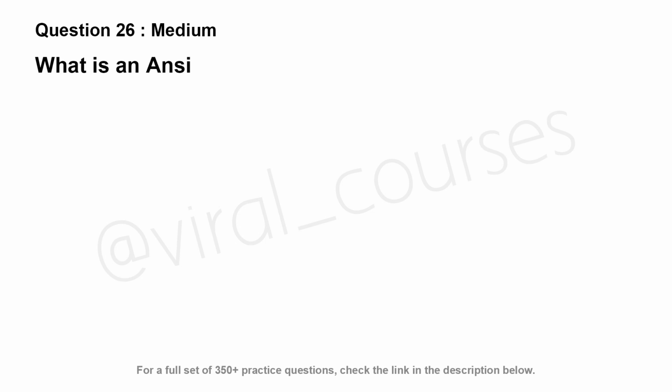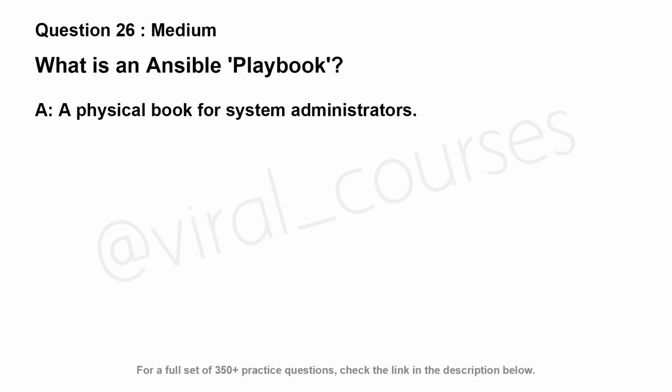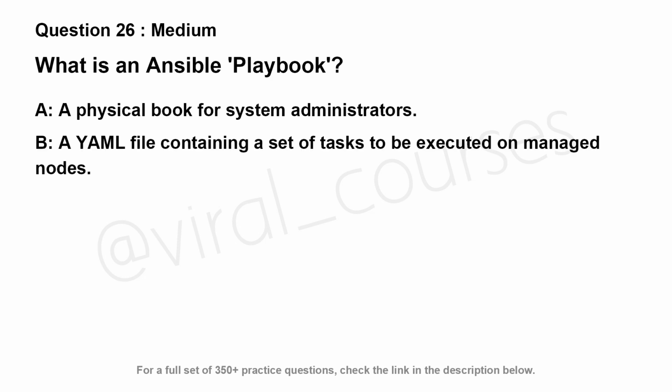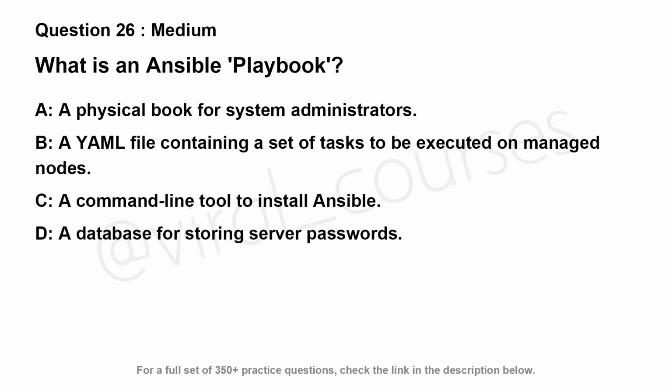What is an Ansible playbook? Option A, a physical book for system administrators. Option B, a YAML file containing a set of tasks to be executed on managed nodes. Option C, a command line tool to install Ansible. Option D, a database for storing server passwords.